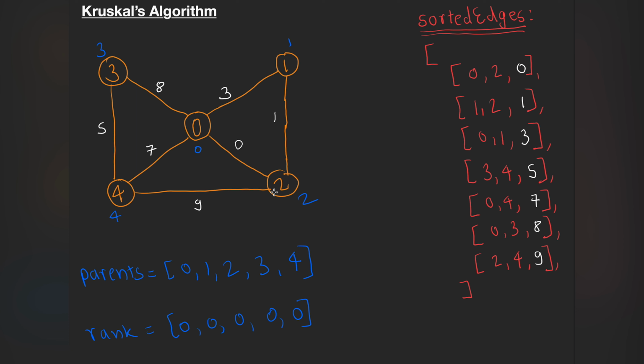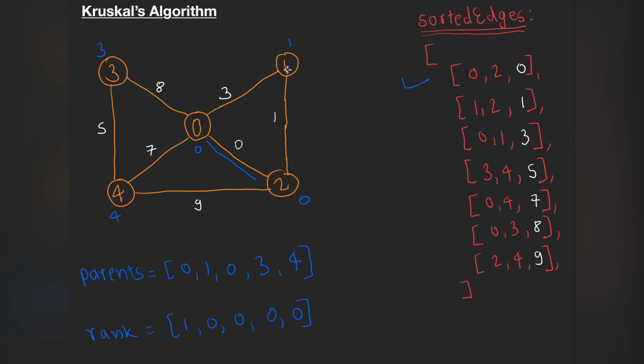While doing the union operation, we'll check what is the rank of both the parents. The rank of 0 is 0. The rank of 2 is also 0. Since both the ranks are the same, it does not matter which vertex becomes the new parent. So let's make vertex 0 the parent of vertex 2. And we'll also increment the rank of 0 to 1. Now, this edge is complete. We'll add this edge to our final answer. Now we'll move to the next edge.